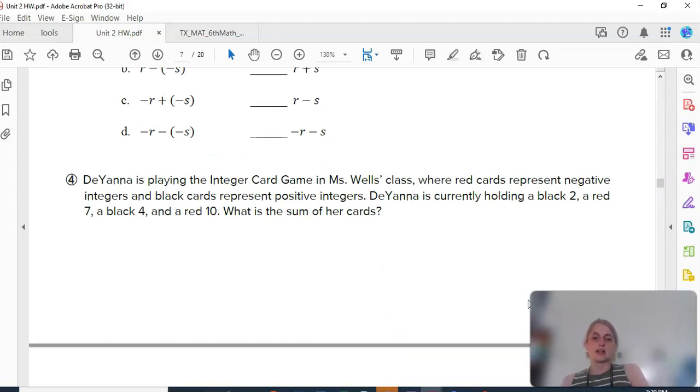So we're playing an integer card game where red cards are negative and black cards are positive. She is currently holding a black 2. Okay, black is positive, so she has a positive 2. A red that's negative, red 7. Black that's positive, black 4. And red that's negative, red 10.